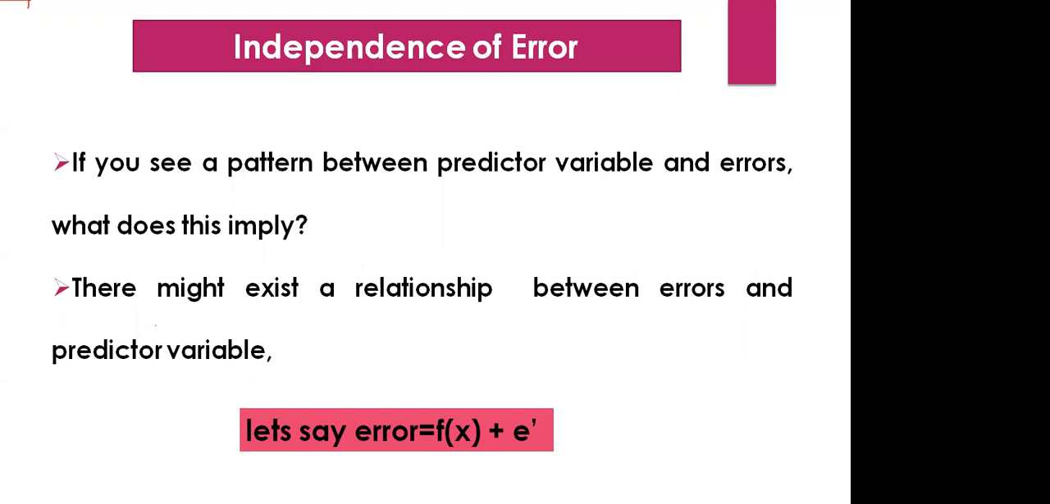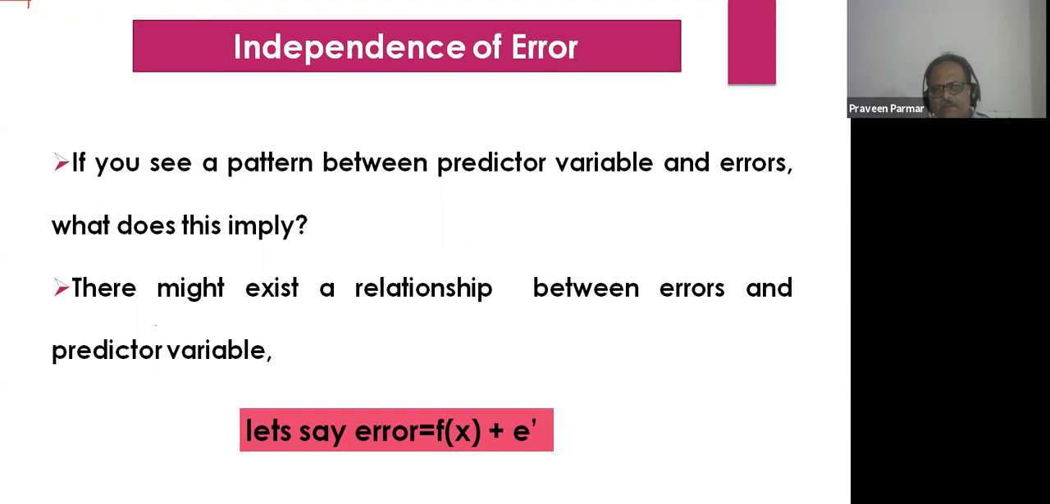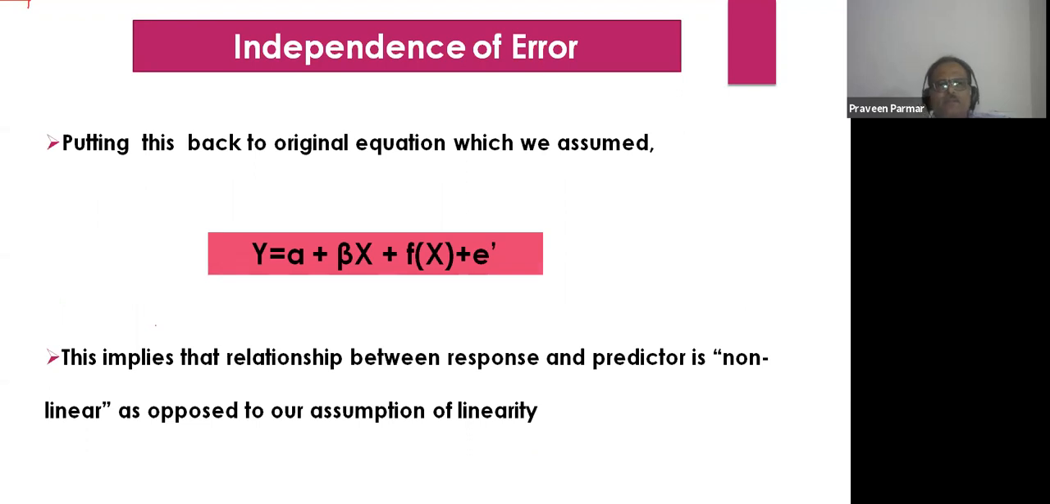If you see a pattern between the predictor variable and errors, what does this imply? There might exist a relationship between errors and the predictor variable. Okay. And putting this back into the original equation which is assumed, that is a plus bx plus f of x plus e, this describes the relation between response and predictors as non-linear, as opposed to our assumption of linearity. Okay, so there is an f of x we have put there, and the e, that error we have taken. So that is why we could say that it is the actual value we get here. It is the non-linearity if we get the actual value.